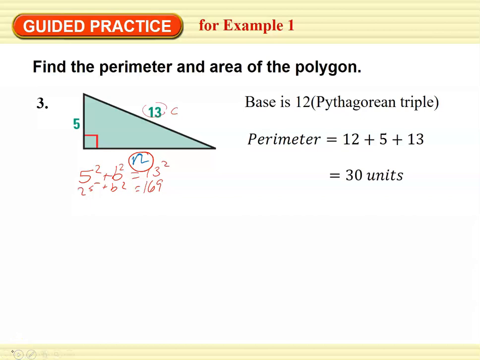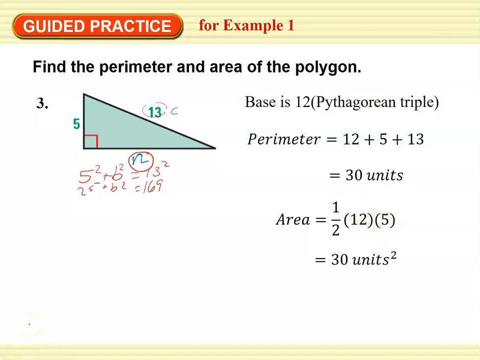And it's a triangle, so area is half of base times height. The base is 12, the height is 15. So we get half of 12 times, excuse me, I said 15, it's 5. I apologize for that. Area is half of 12 times 5. So half of 12 is 6, and 6 times 5 is 30.